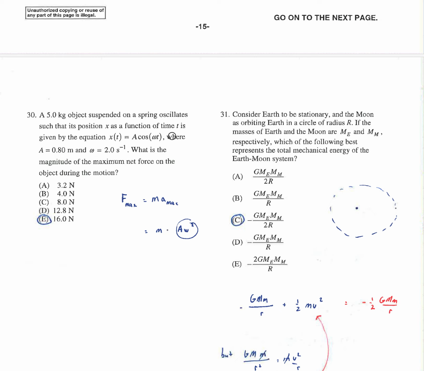This is simple harmonic motion. They give you this. We know we can take two derivatives of the position to find the acceleration. So then the acceleration is going to be negative A omega squared cosine omega t, with the negative sign out in front.